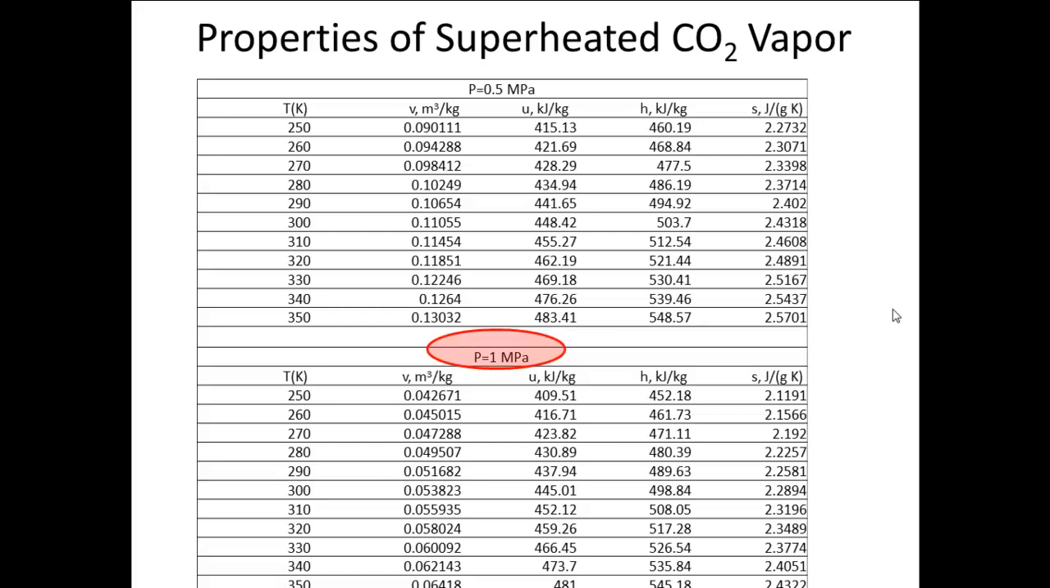We need to find the small table corresponding to the pressure of interest, which is 1 megapascal. And so it's this table on the lower half of this page. And now within that table, we need to find the line corresponding to our temperature of interest, which is 280 Kelvin. Here's that line highlighted in blue. So all the properties of the superheated vapor CO2 under the conditions of interest are listed in this line. Okay, we'd like to find the density, but it's not listed. However, we have the next best thing, which is the specific volume. And we can read off the value of specific volume, V equals 0.0495 meters cubed per kilogram.